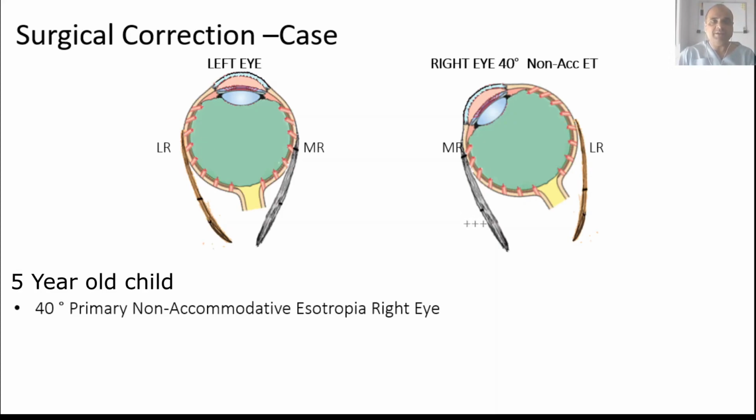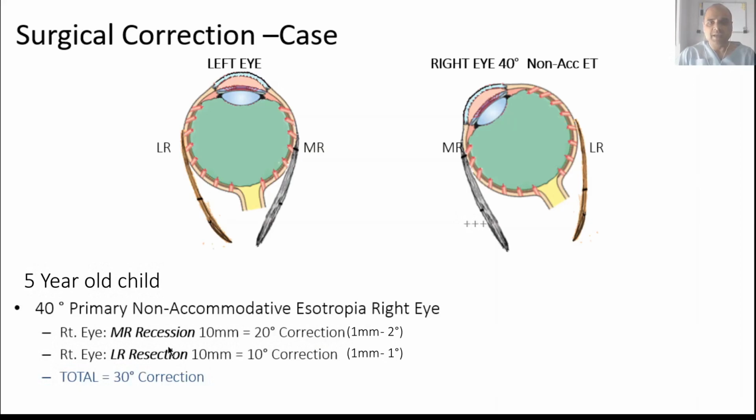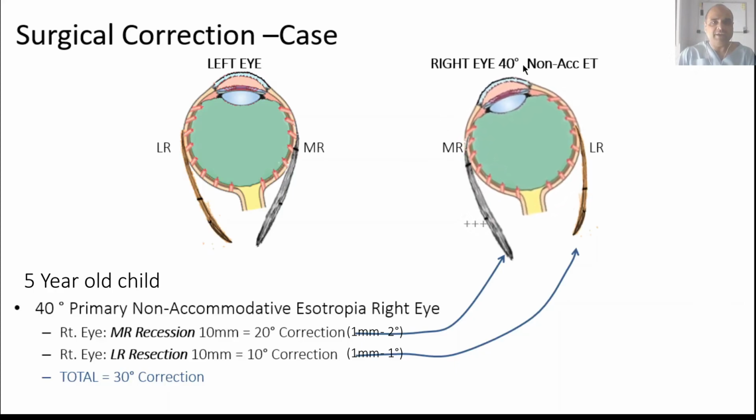So if we do 10 millimeters of recession and resection on these muscles, for medial rectus, we get 20-degree correction because remember, medial rectus, every millimeter of recession or resection gives you 2 degrees of correction. For lateral rectus, it was 1 millimeter giving you 1 degree of correction. So the total correction by this is 30 degrees. So what we did was we moved the medial rectus backwards to recess it. We made the lateral rectus shorter by resecting it, and that gave us 30 degrees of correction. So now we have 10 degrees of non-accommodative esotropia left.